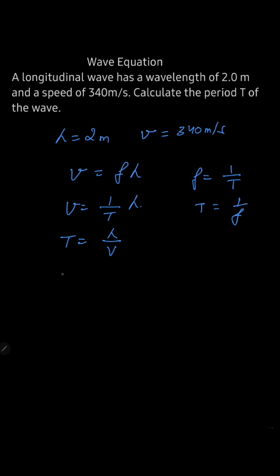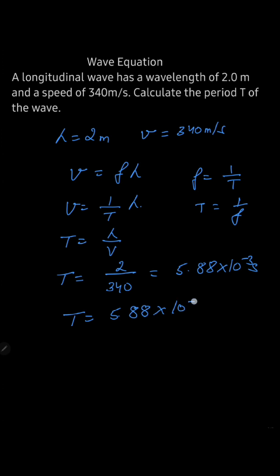So now you just have to substitute the value. The time period will be lambda, which is 2, over the velocity, 340 meter per second. If you solve this, you can just substitute this in your calculator, the time period will be 5.88 into 10 to the power minus 3 seconds. So that's the time period. The time period is given in seconds only. So 5.88 into 10 to the power minus 3.